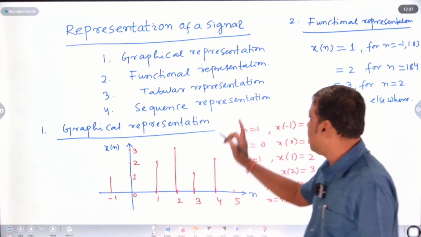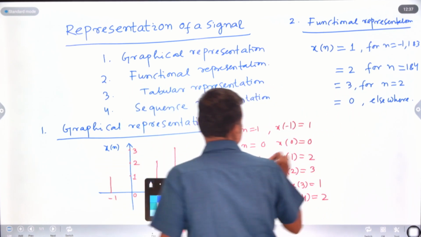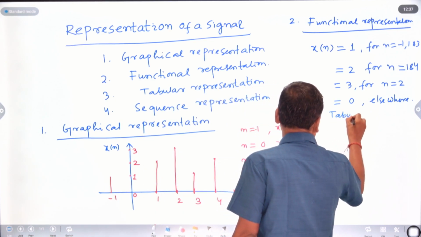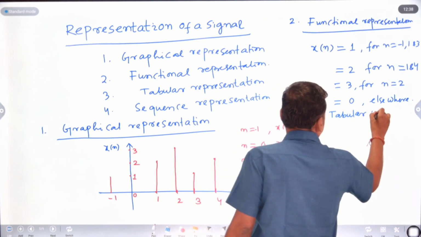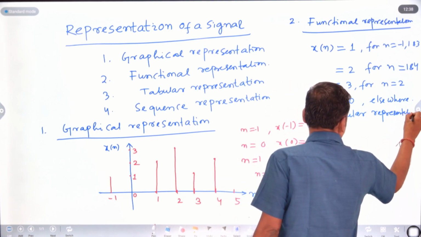So number 3 is tabular representation. How do you represent a discrete signal in a tabular representation? Number 3, tabular representation.